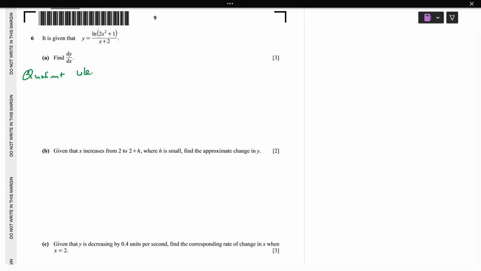See, quotient rule. So the quotient rule is (u by v) whole dash equal to (u dash v minus v dash u) by v square. So first I'll do this side. I'll take u of x as the numerator, natural log of 2x square plus 1. When you do the derivative one time, as we know, the derivative of log x is 1 by x.